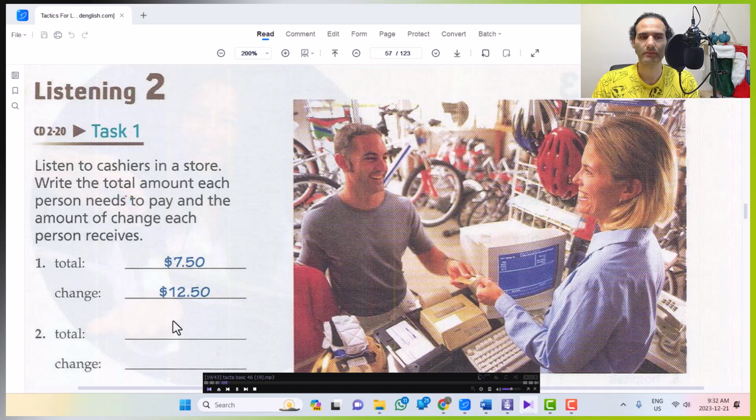Page 47. Track 20. Okay, first time we listen non-stop, just concentrate on the total and the change. Then we will go sentence by sentence.